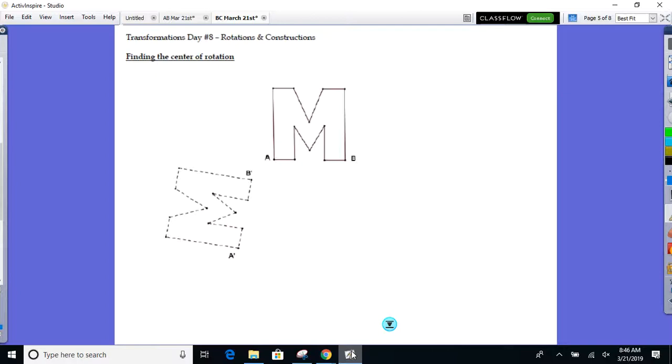So as you guys see, I have the capital letter M, and then I rotated it to the dotted line M, and I need to know where on your paper is that point I rotated around. I don't really care about how many degrees. I'm not going to ask you that, but I do need to find the point I rotated around. And the way we do it is we do two perpendicular bisectors and see where they intersect.